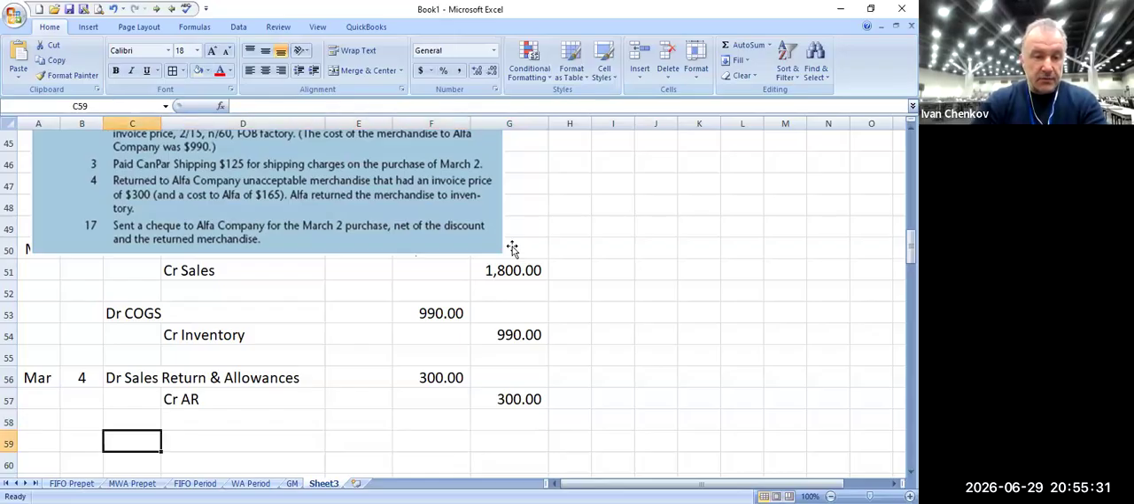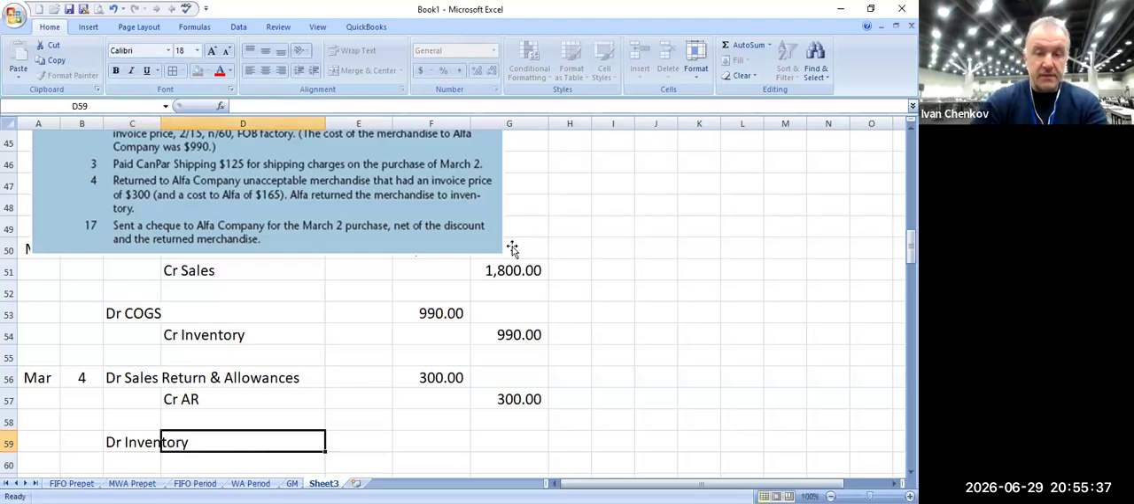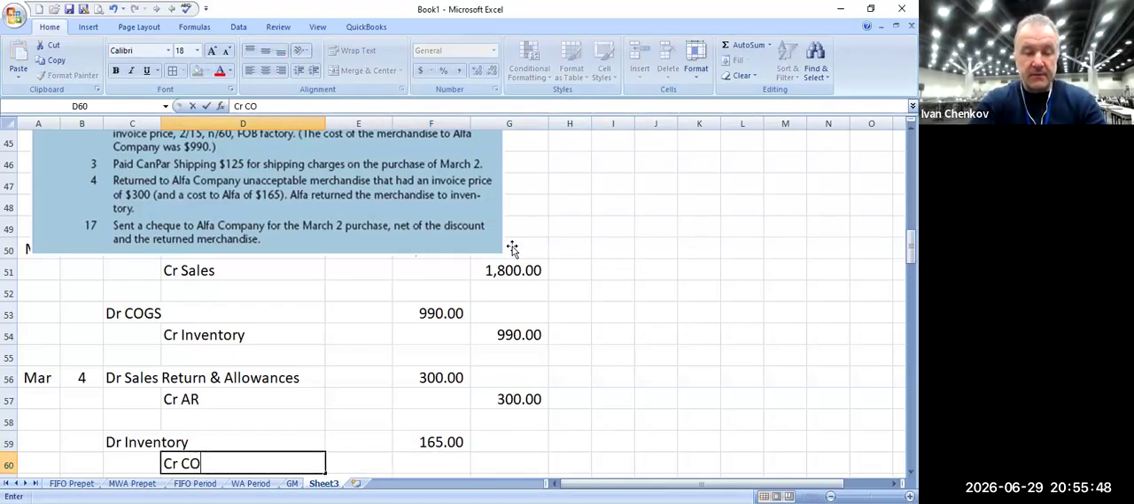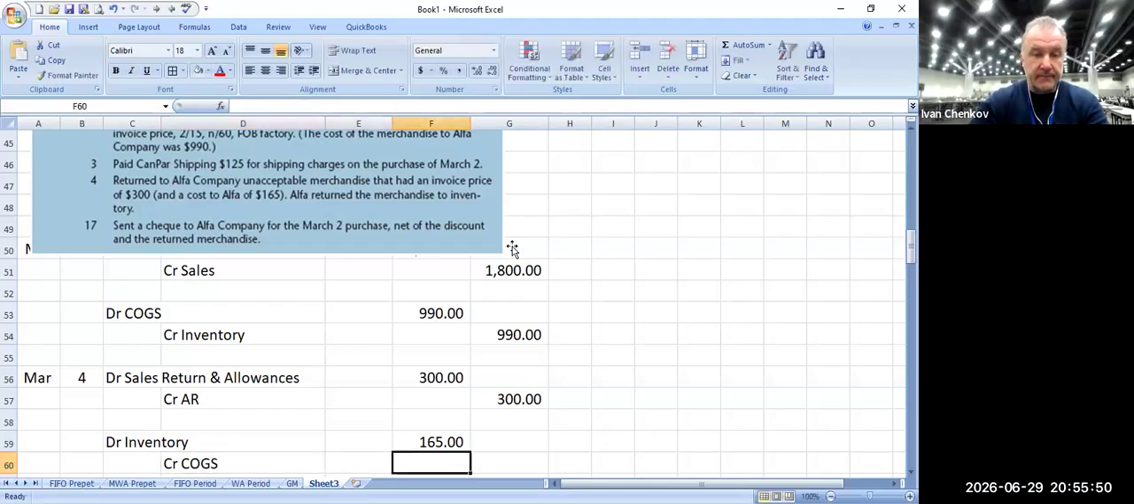And then we have to show that we're getting the inventory back, debit inventory. The inventory has come back to us, and that inventory's original cost was 165. That inventory has come back to us, and that's going to reduce our cost of goods sold by 165.